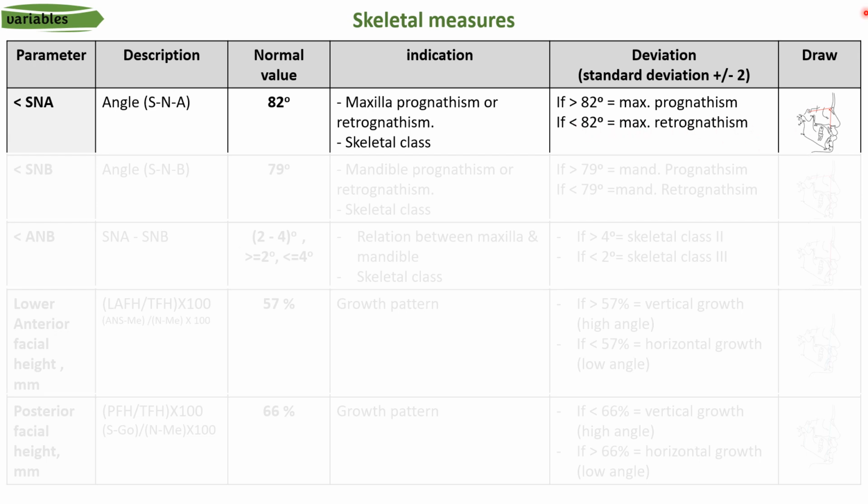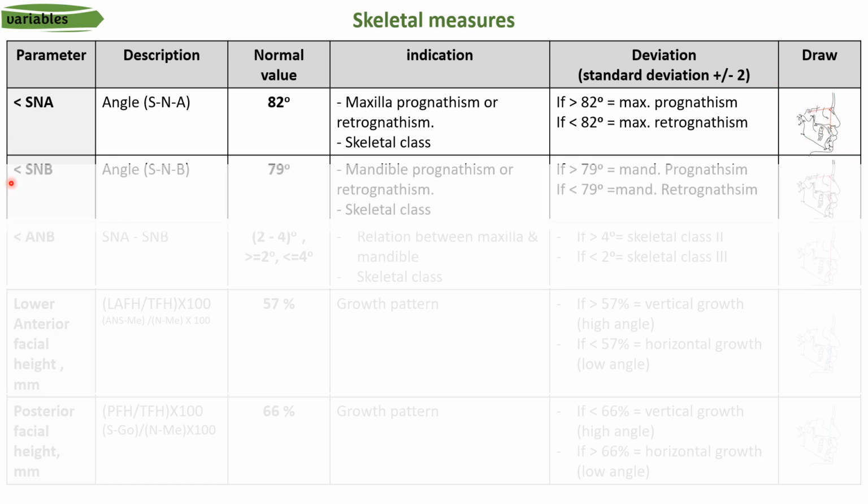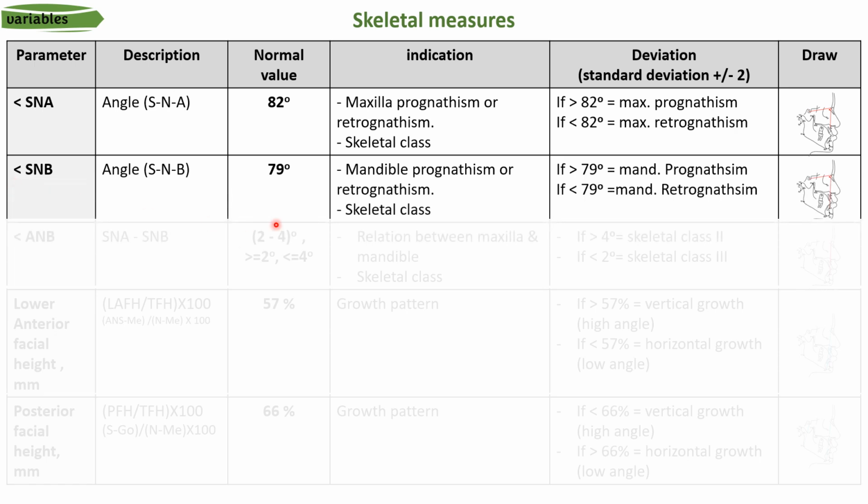The illustrations on the right are small because they are fitting in the cells of the table, so you can zoom in to see them clearly. The SNB angle, the mean value is 79, and it indicates mandibular prognathism or retrognathism, and also allows you to decide the skeletal class of the patient. If it increases, it indicates mandibular prognathism, and if it decreases, it indicates mandibular retrognathism.